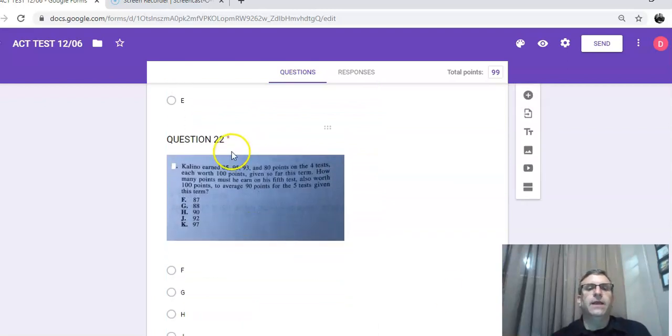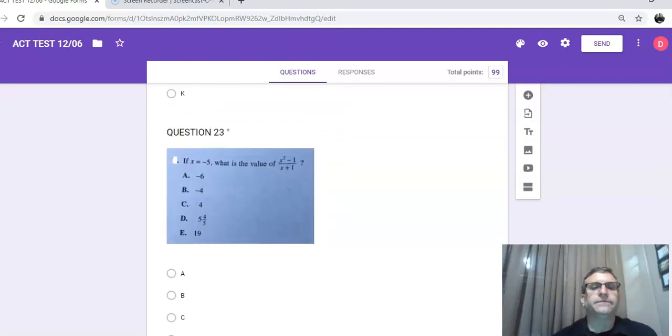All right, another average question. Okay, these are the 4 test scores that this person has done. Okay, they're going to take a 5th quiz, but that person wants a 90 as an average. Okay, well, if I take 90 times 5, I'll get 450. Okay, and solve it from there.